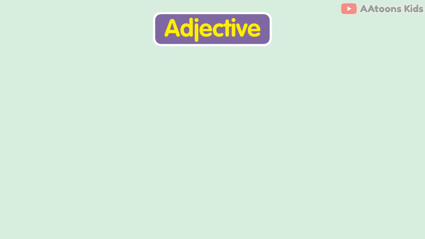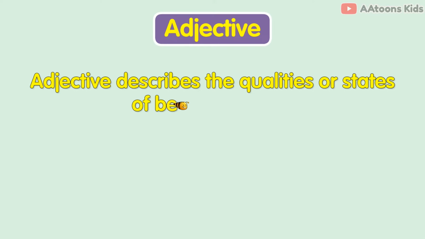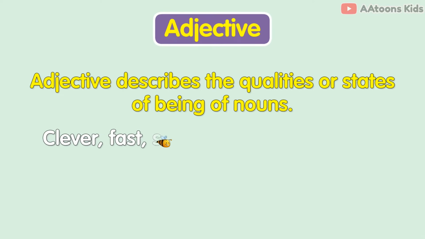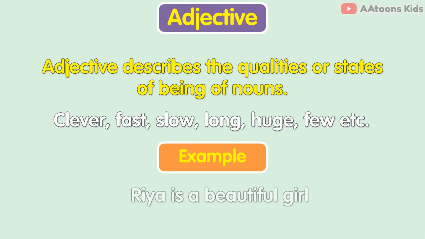Adjective. An adjective describes the quality or state of being of a noun. Some examples of adjectives are clever, fast, slow, long, huge, few, etc. Ria is a beautiful girl. In this sentence, beautiful is an adjective word that describes how Ria is.